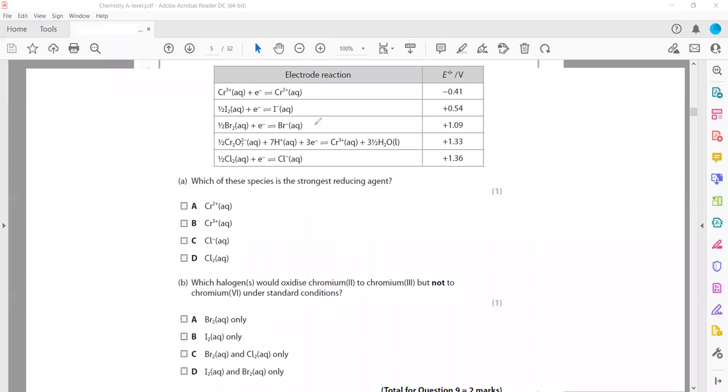In this question, which of these species is the strongest reducing agent? Reducing agent means itself it is oxidized, and oxidation means loss of electrons. Which one can lose electrons?